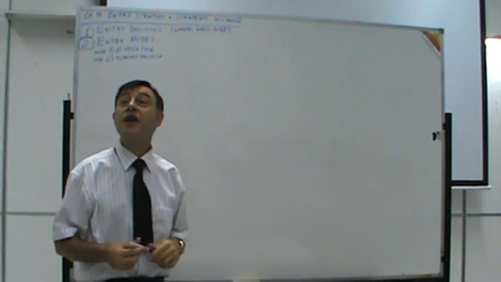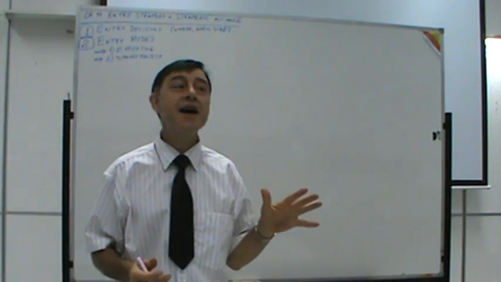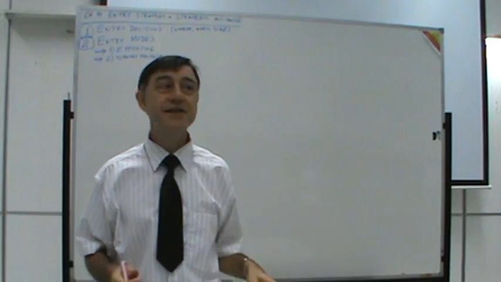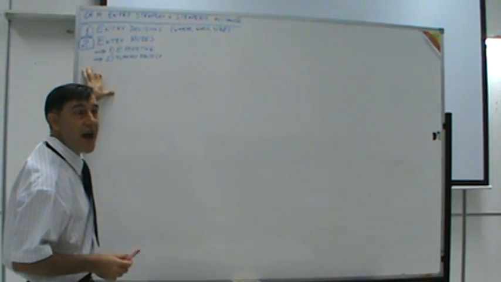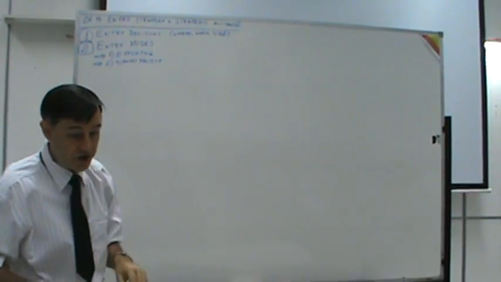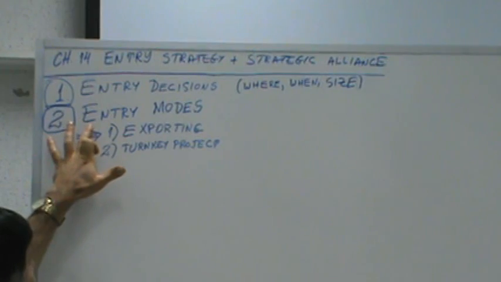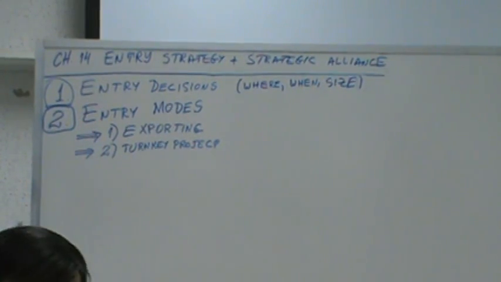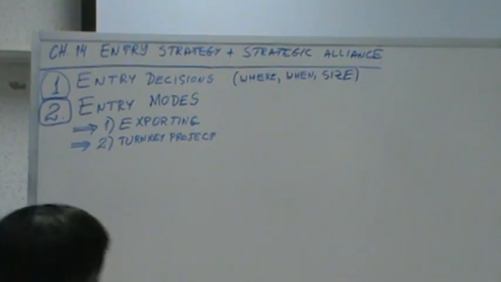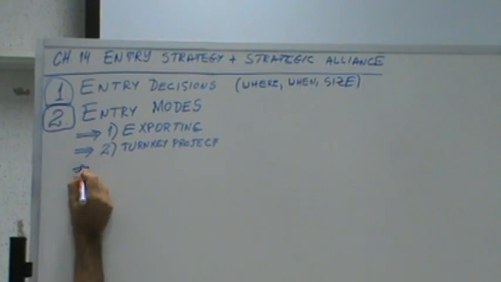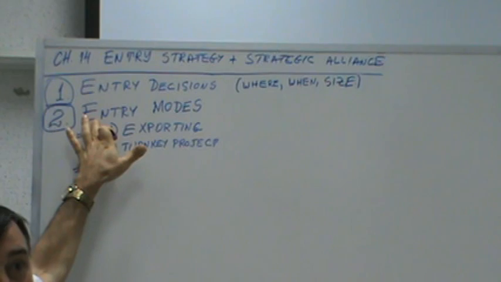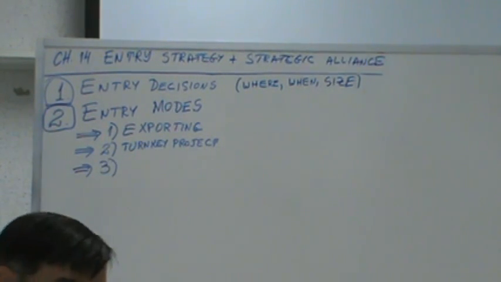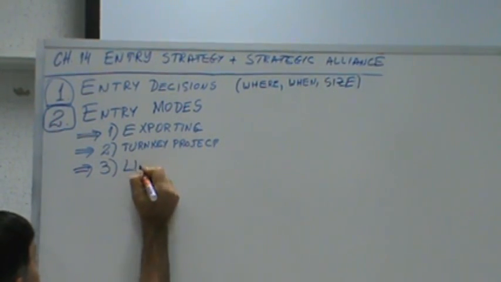Yeah? We continue. This is the last lecture, last class. I need to finish as much as I can out of this chapter. I already covered within section 2, entry modes, exporting and turnkey projects. The third one is licensing. So we got 6 modes of entry, and number 3 is licensing.